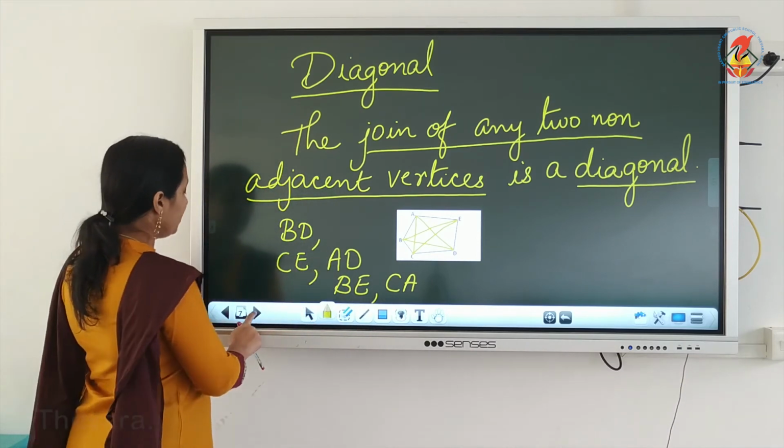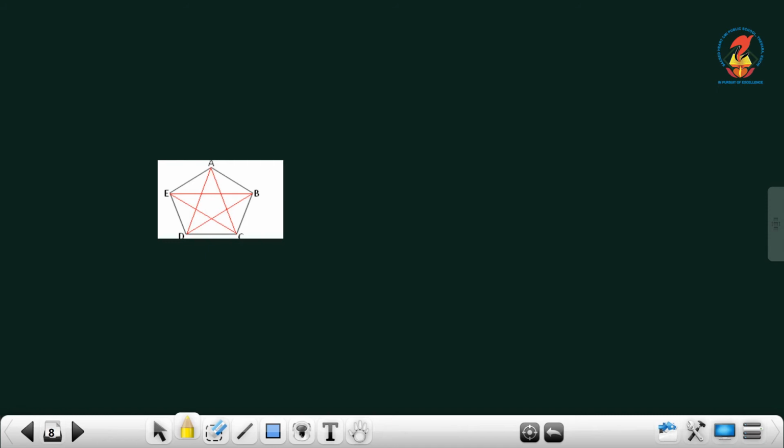Okay children. Now look at this figure. Here, which are the diagonals?